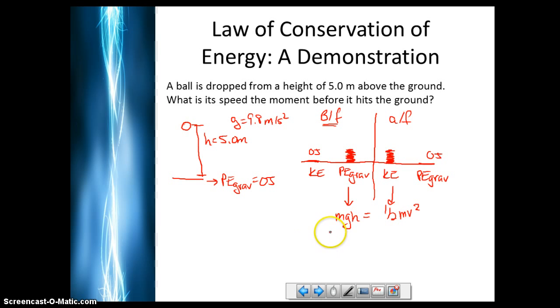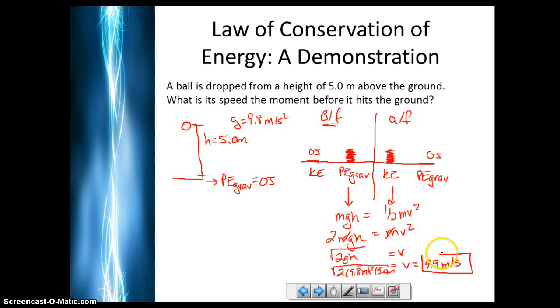So we'll do a little algebra here. 2mgh is equal to mv squared. And oh look, the masses cancel, we didn't need the mass of the ball. I bet you were wondering about that, weren't you? And we get v is equal to the square root of 2gh. So this will be the square root of 2 times 9.8 meters per second squared times 5 meters, and we get that v is equal to 9.9 meters per second.